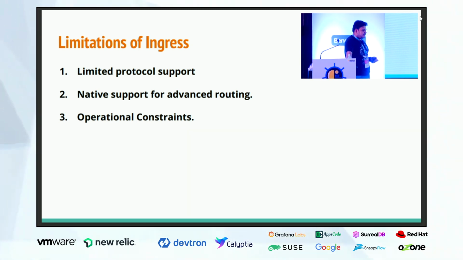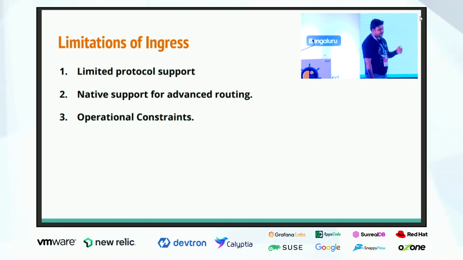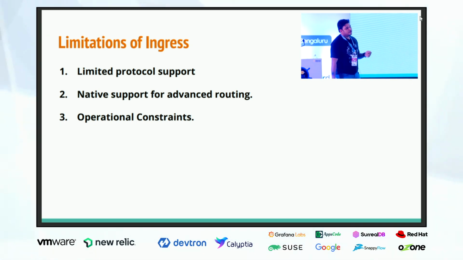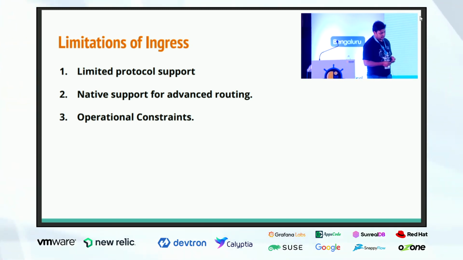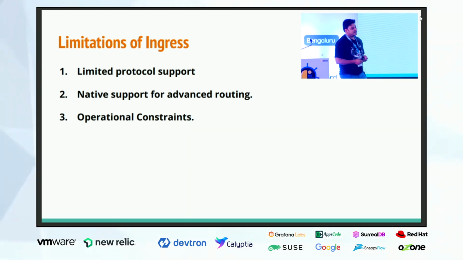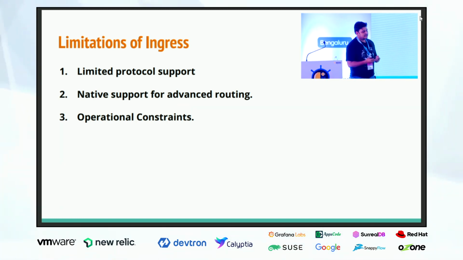Another major limitation is lack of native support for advanced routing. With ingress, we can do path based routing, we can do host based routing natively, but other routing requirements like HTTP header based routing or query parameter based routing, rewriting some response header, for all those things, we rely on annotations.